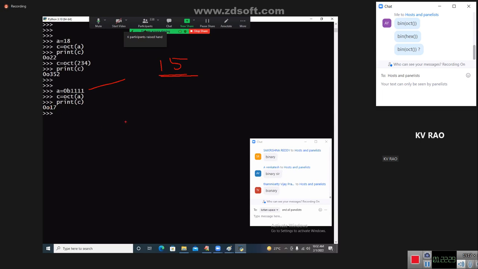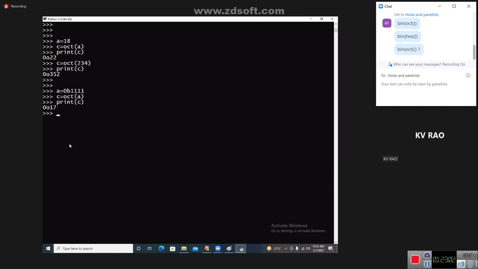How do you get 15 into octal? How do you get it, my dear student? Anybody else? I told you: decimal into octal. 8 ones are 8, remainder 7. And the next, 8 zeros, is 1. What is the answer coming? 17 is the answer coming. This is the output.